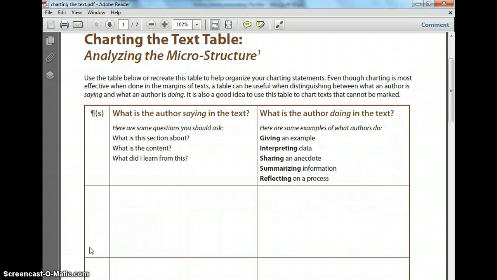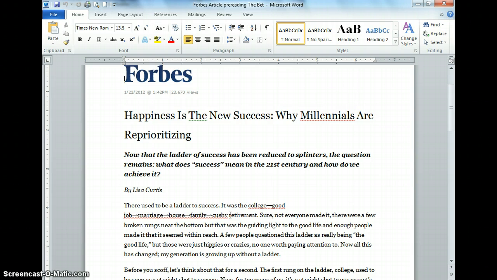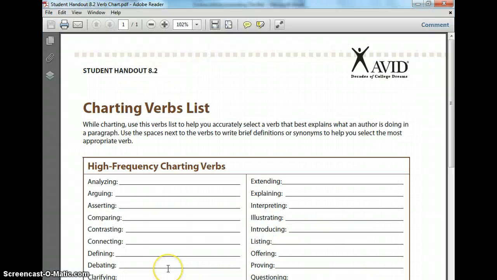This is a skill we'll use throughout the entire year. So you're going to be using the table. This looks a little bit different than the one you have, but you'll have a table similar to this. Yours says saying and doing, and you will have this article. Your article's paragraphs should be numbered 1 through 8. You should also have your verb chart available as well. And this is what your verb chart looks like.